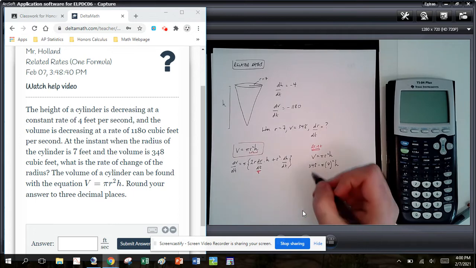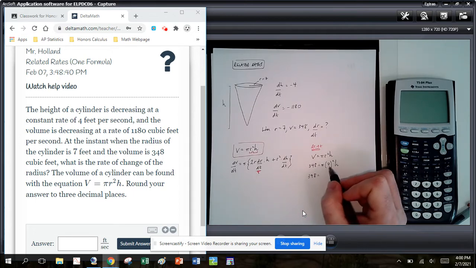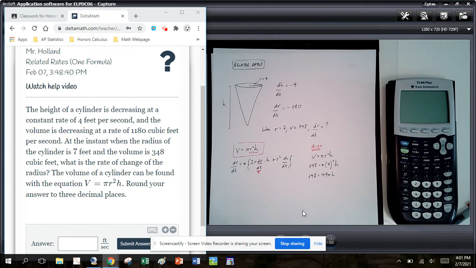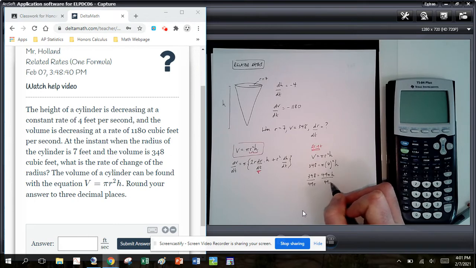So now I have this. I've got 348 equals, now 7 squared is 49, so that would be 49 pi multiplied by h. And if I divide both sides by 49 pi, I will get h to be equal to 348 all over 49 pi.